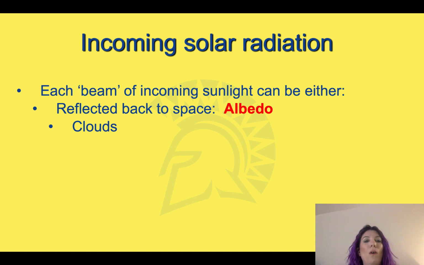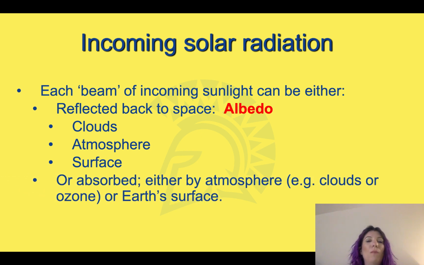It can also be reflected by clouds, or be absorbed by clouds, the atmosphere, or the surface. So these are things it could be reflected off of, but it can also be absorbed by different chemicals in the atmosphere, like greenhouse gases. So either it's going to be absorbed or it's going to be reflected. Things that are absorbing are going to be warmed by that absorption, and things that are reflected will probably have a cooling effect, actually.